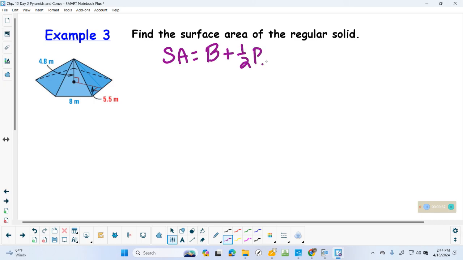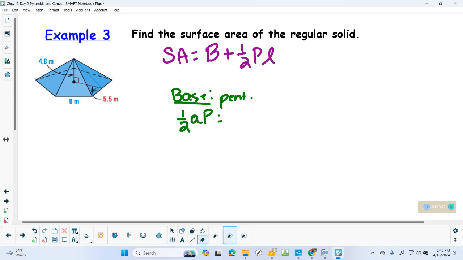You've got it. So let's start with the base, of course. As always, what figure is the base? This time it's a what? How many sides? Pentagon. So once again, half-half, that regular polygon formula.